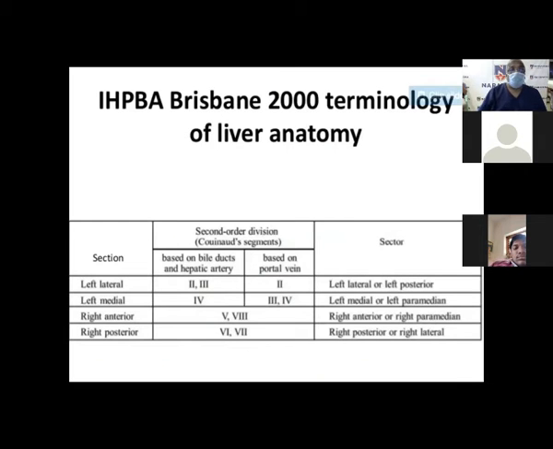Okay. This is Brisbane 2000 terminology of liver anatomy. The same thing, nothing much in that. Sections, they made it as left lateral, left medial, right anterior, and right posterior. Whatever is said is exactly the same. The name is a little different. Right anterior is called right paramedian, right posterior is called the right lateral, left medial is called the left paramedian, and left lateral is called the left superior, left posterior, but everything points to the same.